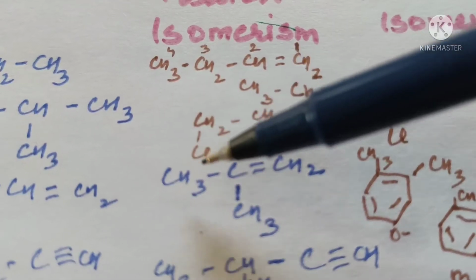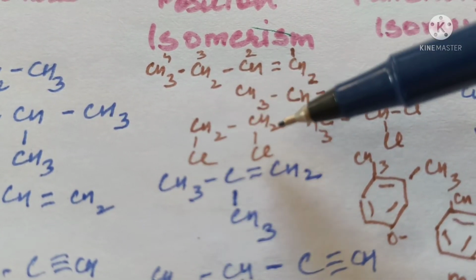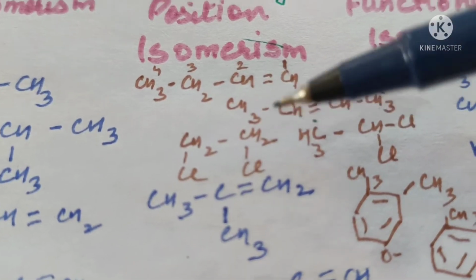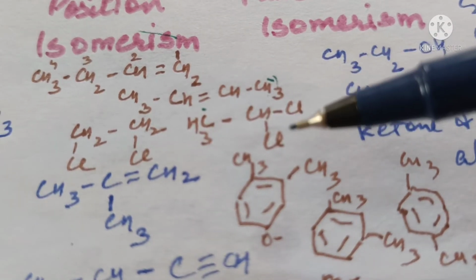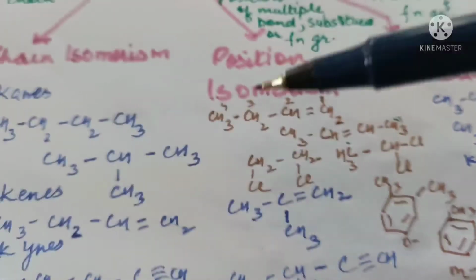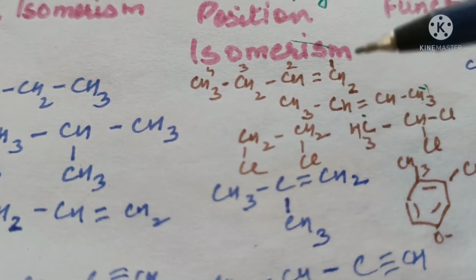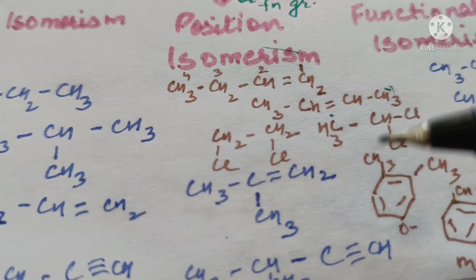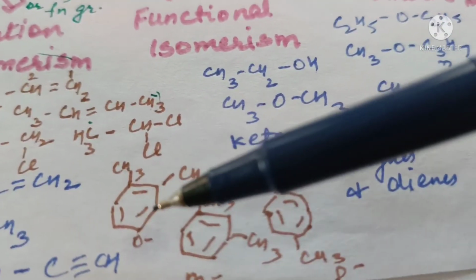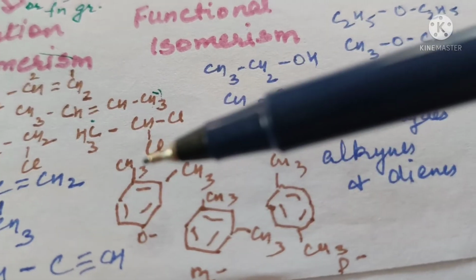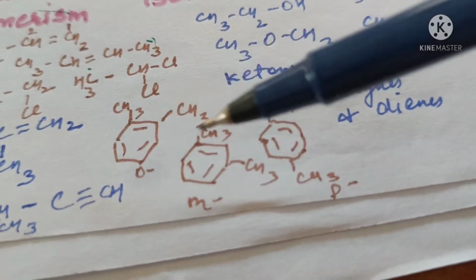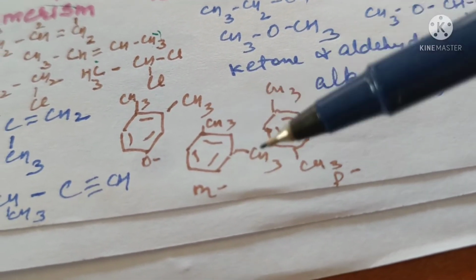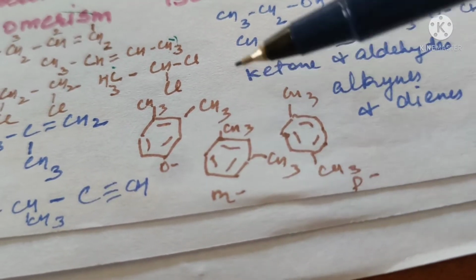Similarly, here the substituents are attached at 1 and 2 positions. This is 1,2-dichloroethane. This is 1,1-dichloroethane. So the position of both the chloro groups is at carbon atom number 1, whereas here it is at 1 and 2 respectively. Similarly, amongst aromatic compounds, we may have orthoxylene, metaxylene and paraxylene: 1,2-dimethylbenzene, 1,3-dimethylbenzene and 1,4-dimethylbenzene. These are position isomers of each other.